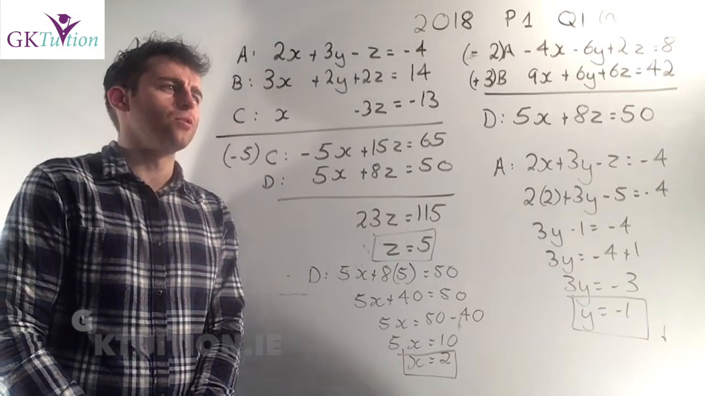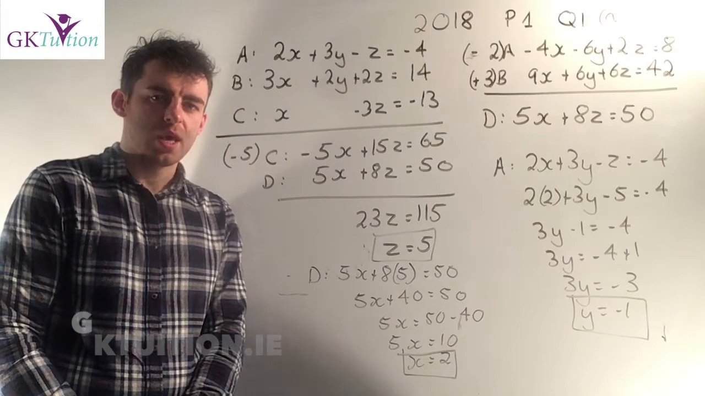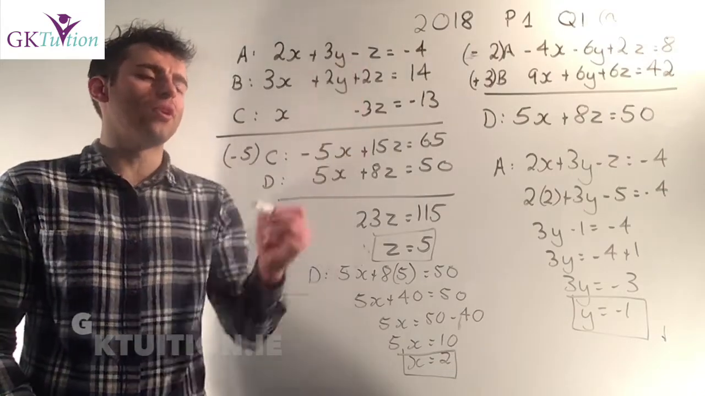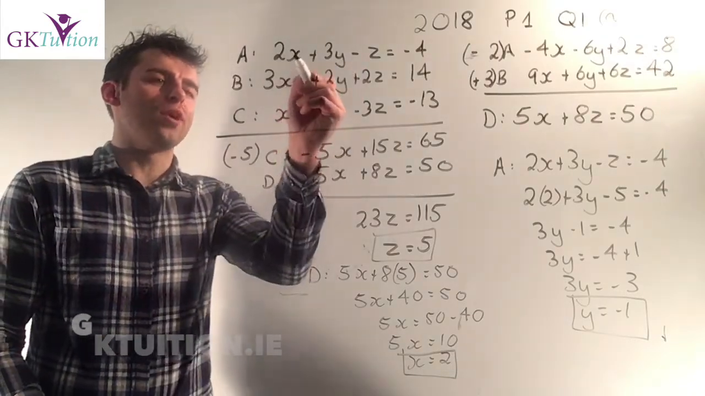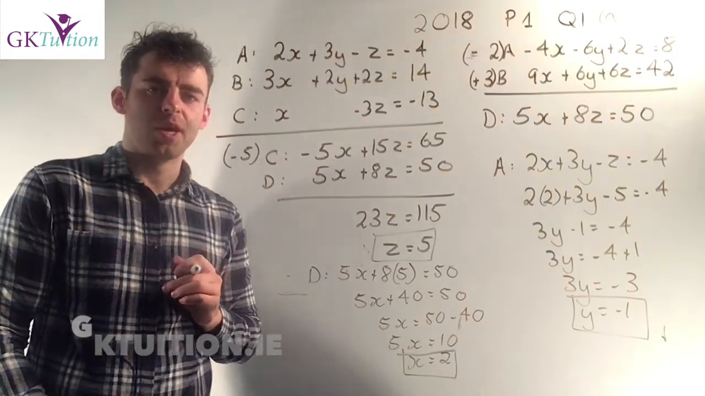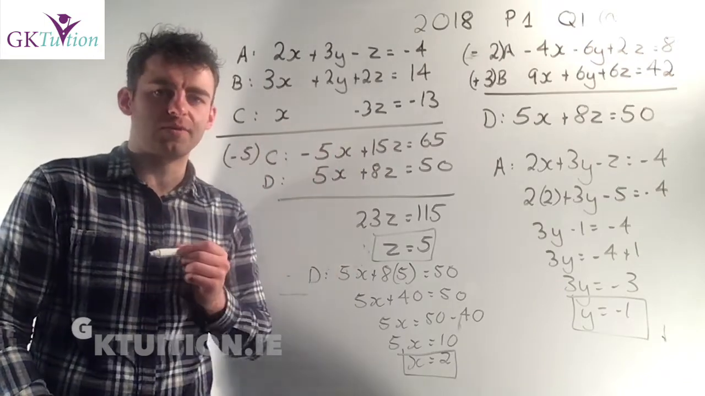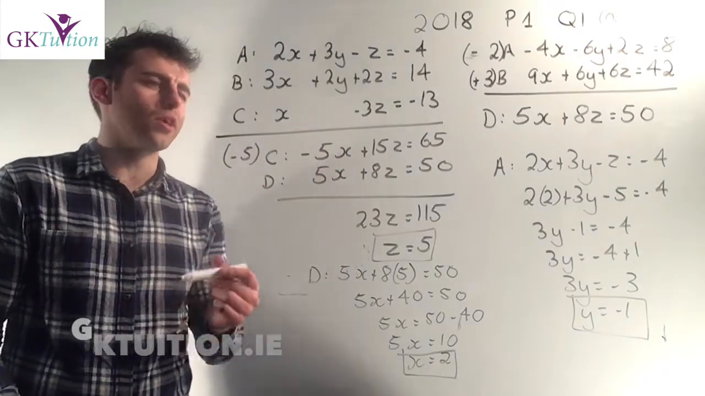Now the question I've chosen to go through here is 2018 Paper 1 Question 1. In the first part of this question we're given three different equations with an x, y and z in the first two and just an x and z in the third one. If you have three equations and three unknowns, you can do a simultaneous equation to find the value of each one. Now as you can see, I've already worked this one out.